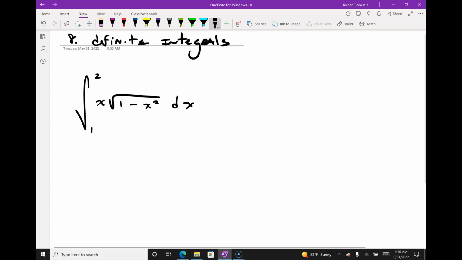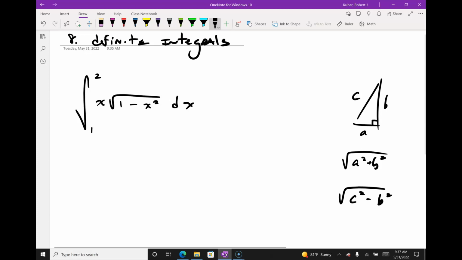So for trig integrals, I'm looking for a right triangle, right? If this was a and b and this is c, I could have the square root of a squared plus b squared as a hypotenuse, or I could have a leg, the square root of c squared minus b squared. And so you can see that I have a 1 squared minus x squared in my original problem. That's hinting at a trig substitution.